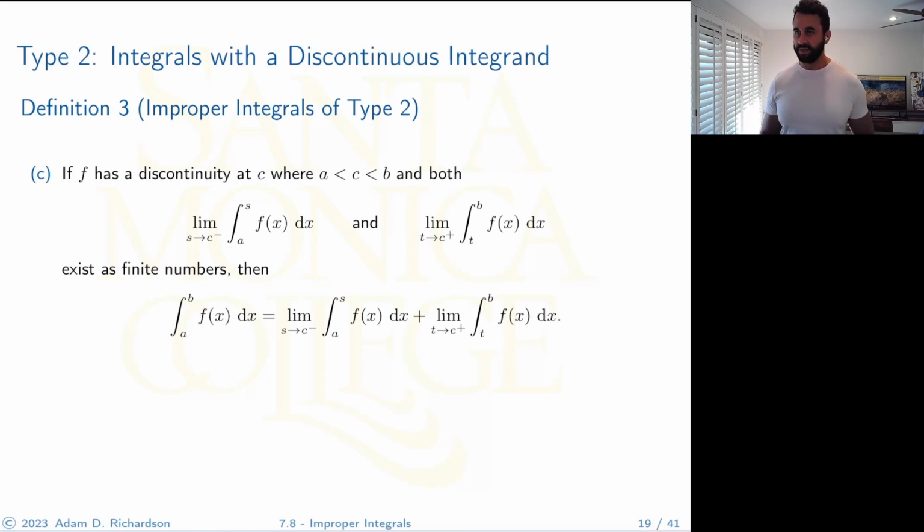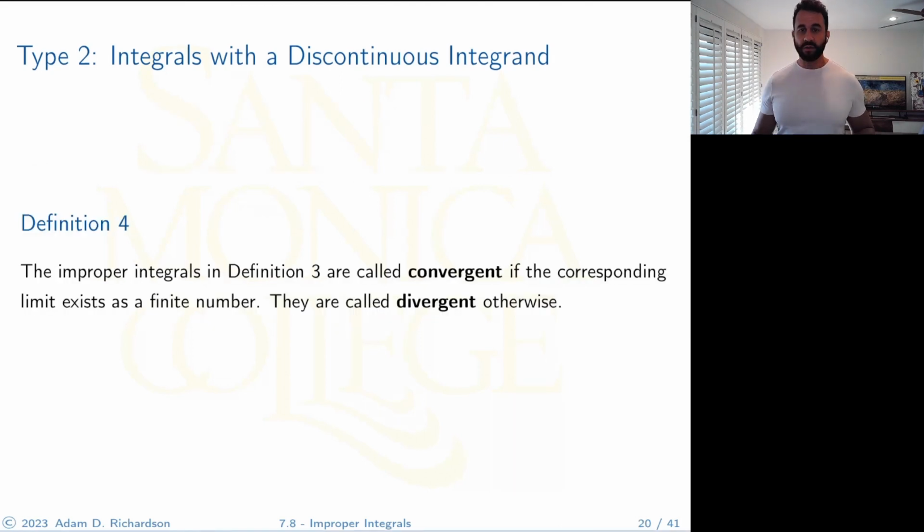But those are easy to work with. Jump discontinuities aren't so bad. It's the infinite discontinuities that make things a little bit weirder, because with jump discontinuities, you still have boundedness on either side. Okay, so those are the improper integrals of type 2. Just like before, we've got a definition of convergence. If those improper integrals exist as a finite number, then we say they are convergent. Otherwise, we say they are divergent.